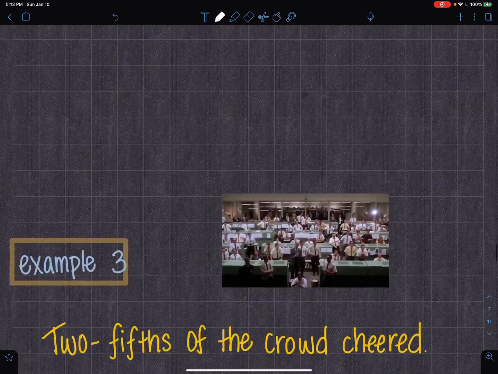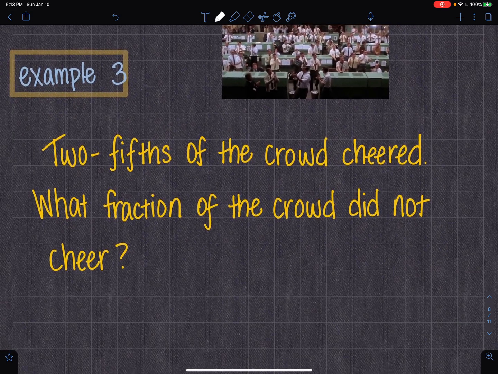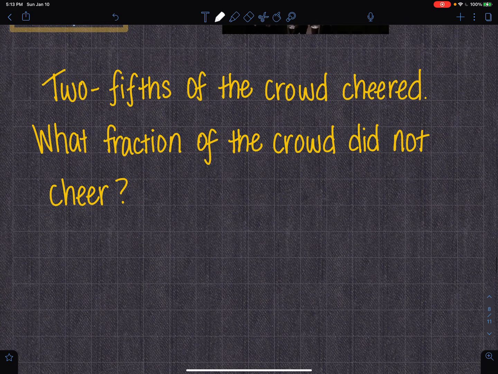Let's do another example. Example 3. See how everybody's cheering in this picture? This is from Apollo 13. You probably recognize that. This is a word problem about cheering, so that's why I put that. In this word problem, it says, 2/5 of the crowd cheered. What fraction of the crowd did not cheer?